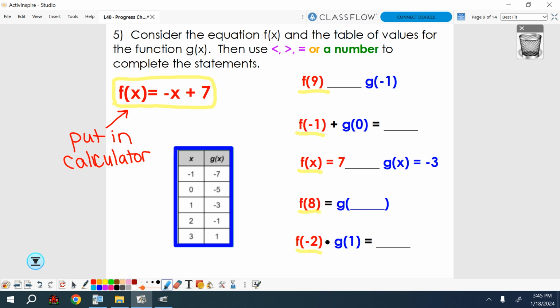The other thing we have here is we have our table. Our table is listed as g of x, so we're going to use that for all of the problems that have the g. Okay, so we've got two things going on here. So we're going to start off, we'll put this equation into our calculator.